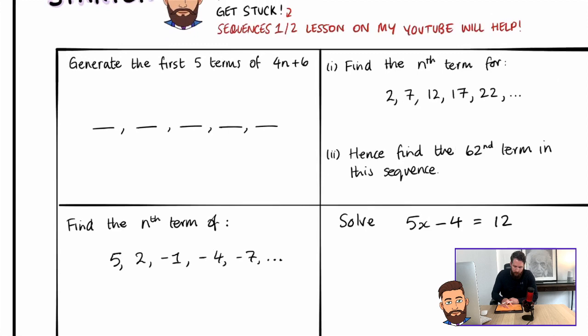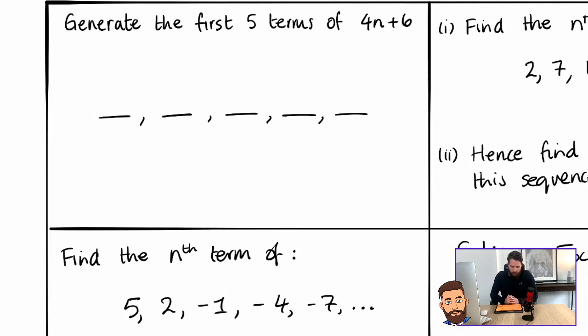So focusing on the top left question, you've been asked to generate the first 5 terms of 4n plus 6. So remember, it's really important that you know that n represents a term in the sequence. So if I want the first term, n is 1. Therefore, I can substitute n is 1 into my nth term, where I can say that 4n plus 6 would be 4 times 1 plus 6. 4 times 1 is 4, plus 6 is 10. So the first term will be 10.